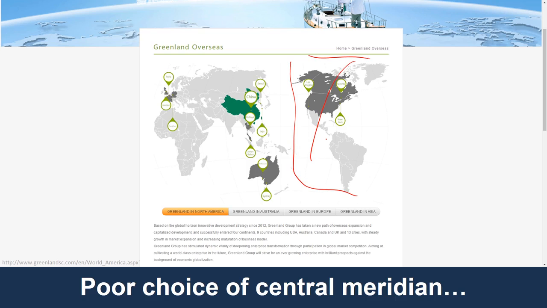So just an example of how setting the central meridian, which is literally something you can do in a few seconds, would make this really nice customized version of the map, which would be great.